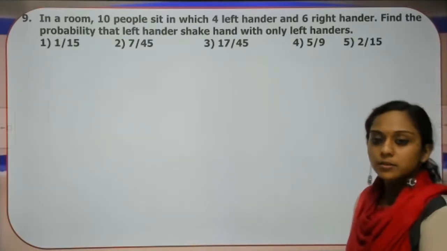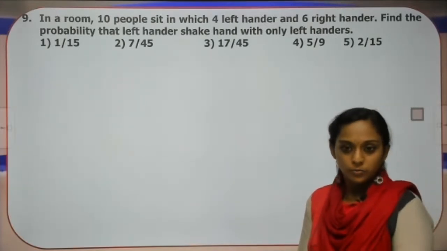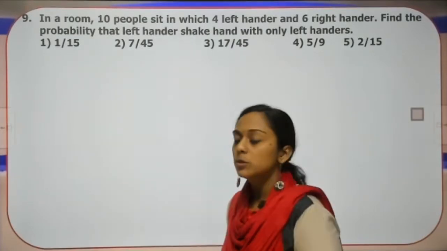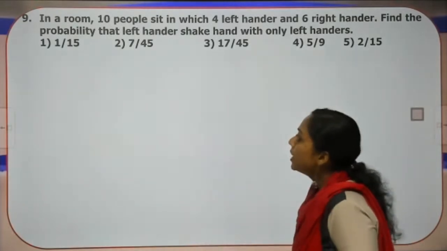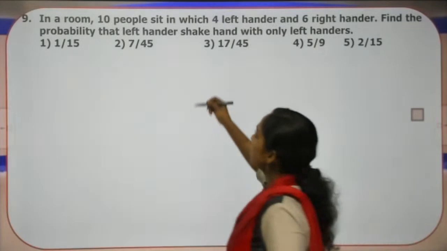Okay, so here for a handshake you need a combination of 2 people. To make a handshake you need a combination of 2 people. So here you have to check how many combinations of 2 people are there. And what is our condition? That left-handers shake hands with only left-handers. How many left-handers are there?